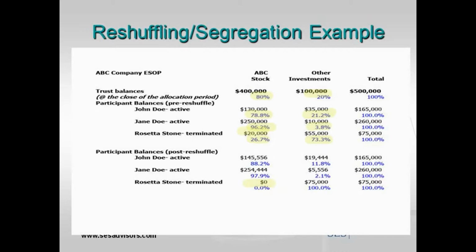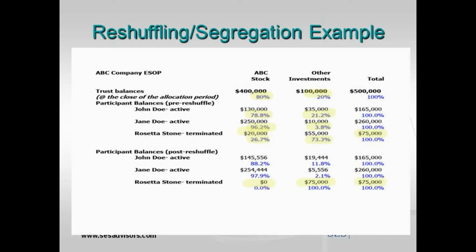So before we reshuffled or segregated, Rosetta Stone had $75,000 in her account, of which about a quarter was employer securities and 3/4 was other investments. And we are converting her employer securities into other investments.